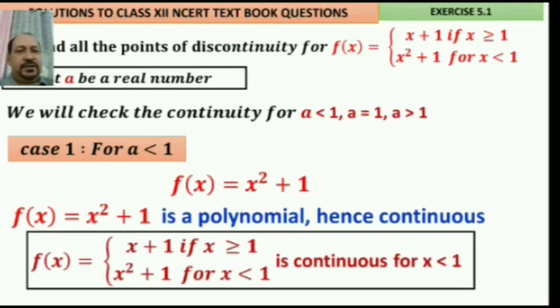f of x equal to x square plus 1 is a polynomial function, hence it is continuous. So f of x is continuous for x less than 1.